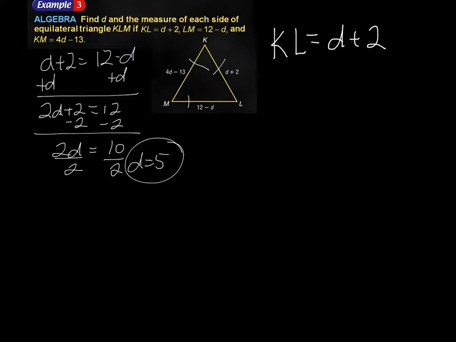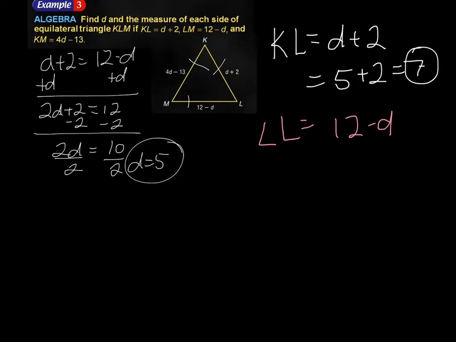Okay, so the first one was KL is D plus 2. So if D is 5, 5 plus 2 is 7. And then LM is 12 minus D. So 12 minus 5, getting ahead of myself, is also 7. Wow, I said LM and I wrote LL. That's great.